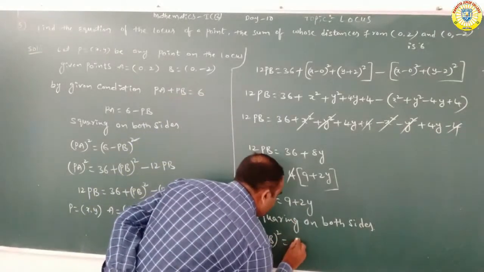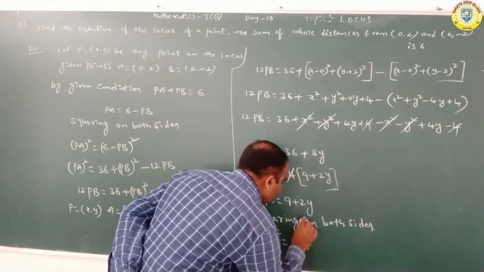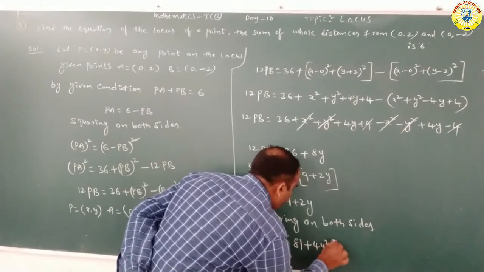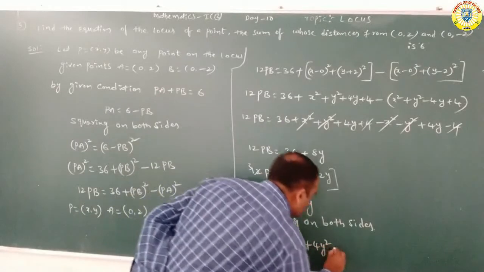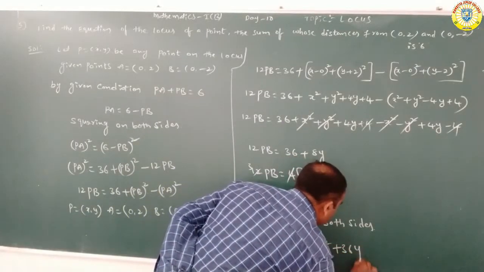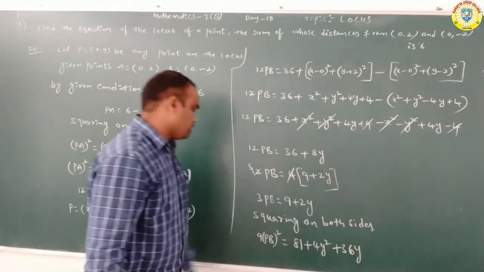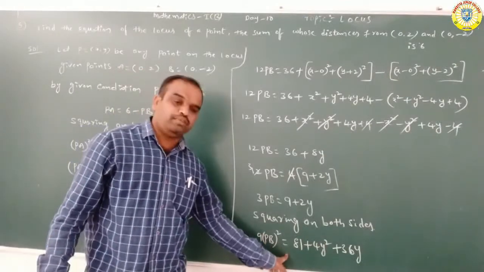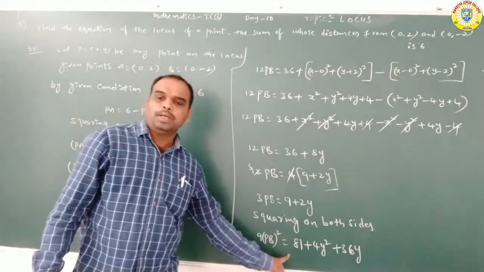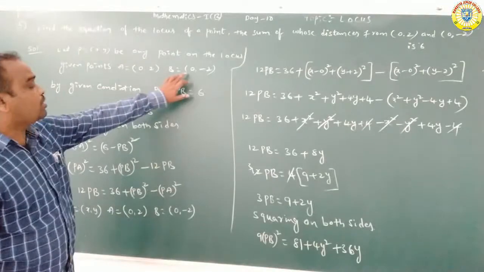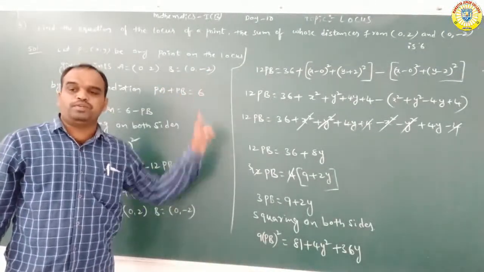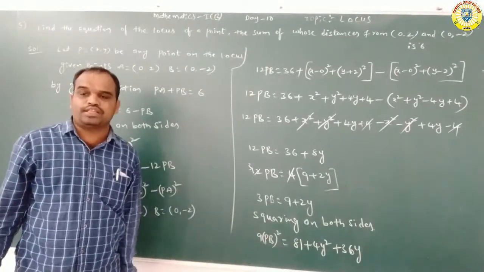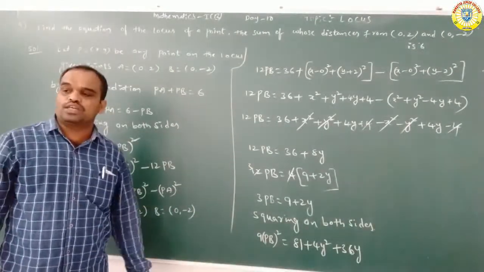So 9 square is 81, plus (2y) whole square is 4y square, plus 2 into 9 is 18, 18 into 2 is 36, so 36y. Okay, now we are substituting the value of PB. PB whole square, P equal to (x, y), B is equal to (0, -2). If we substitute the PB square value and simplify this one, we get the required locus equation.